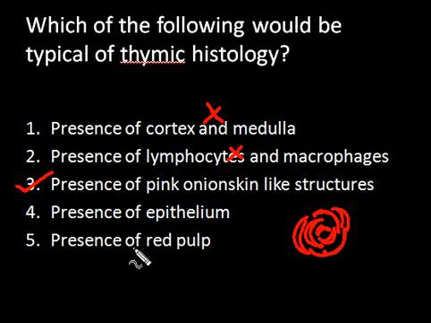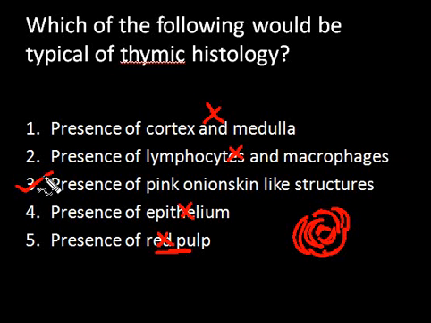Let's look at the other two just so we rule those out. Presence of epithelium. Now, epithelium, you know, is not present in the thymus. It is present in the tonsils. So, therefore, this is not true either. And presence of red pulp. Now, red pulp is present in the spleen. So, therefore, this is also not true. Therefore, this is the correct answer.